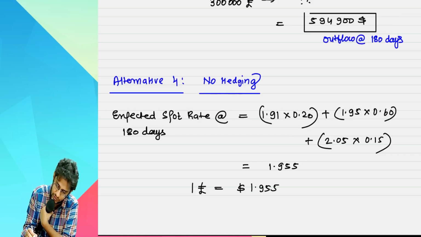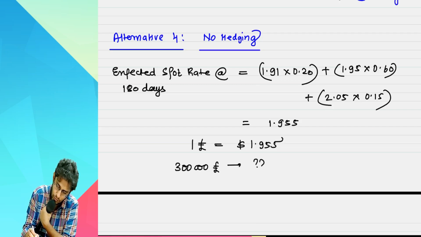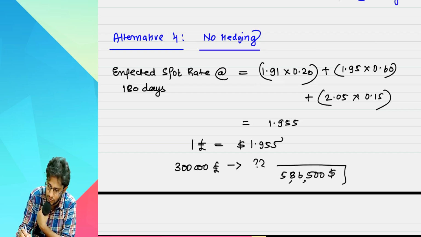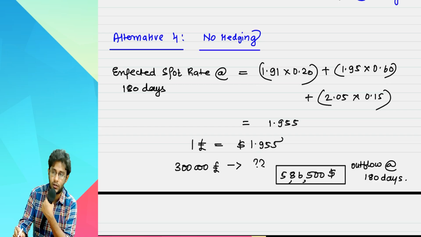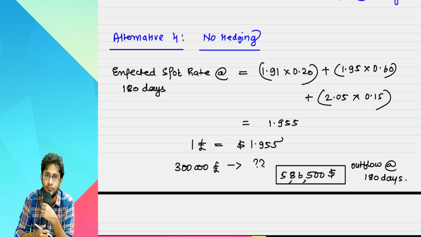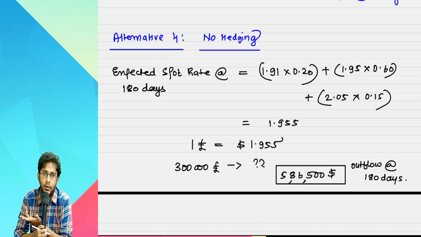Looks like this is better than anything else. 3 lakh, take 6. Which currency is this? Dollars. So compare all the alternatives. Who is better? No hedging is better. Sir, how can no hedging be better? Arey sir, rates are in your favor. So maybe no hedging only is better.